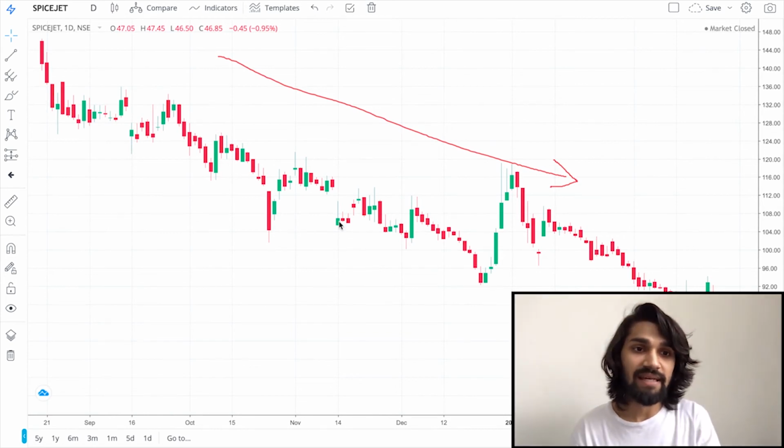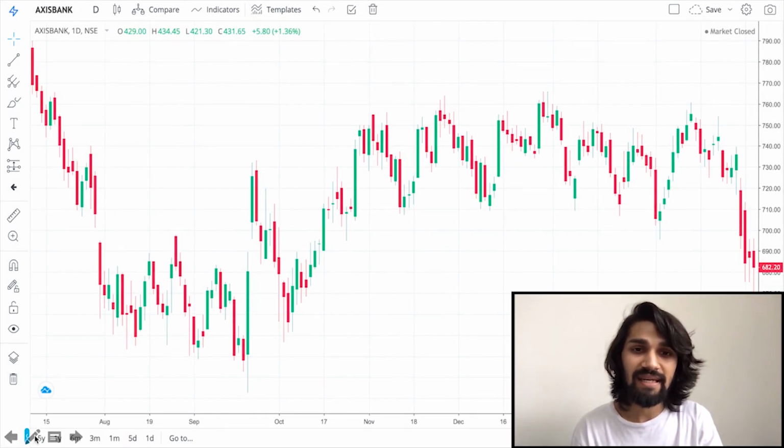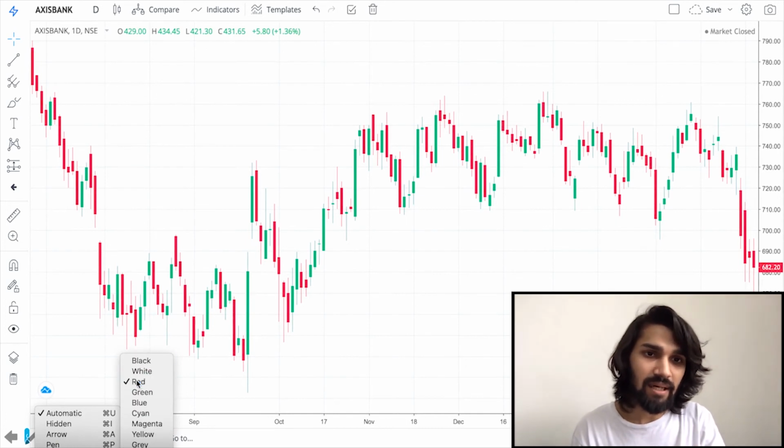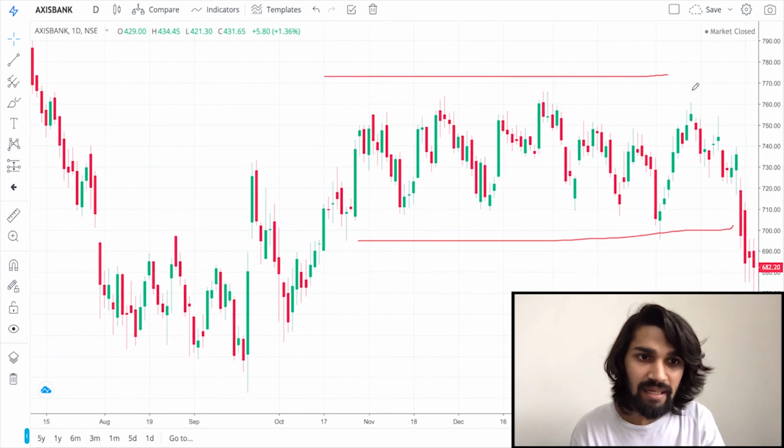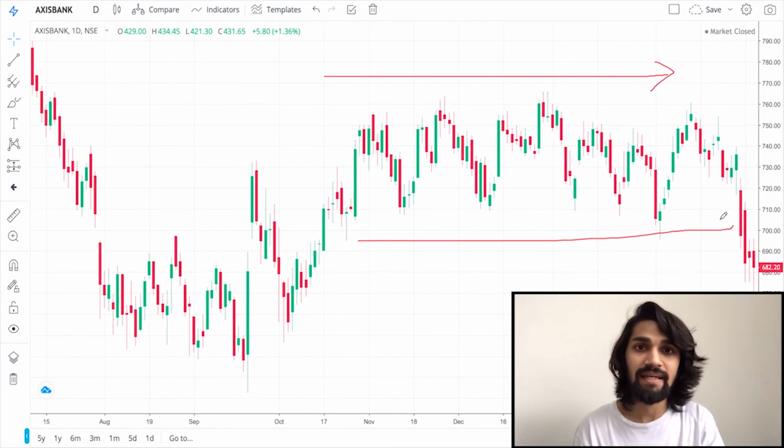This is a chart of Axis Bank, and you can see clear sideways movement here. It is making approximately equal highs, that is around 760, and equal lows, that is around 710.